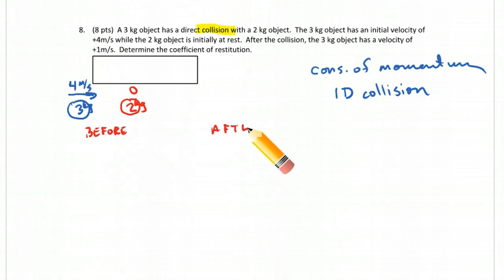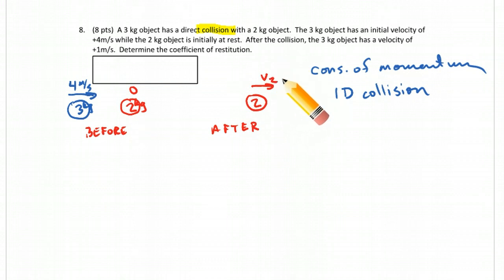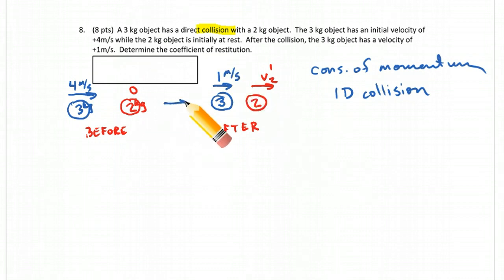So afterwards you can see that the red object is probably going to have some velocity. I'll call that v2 prime. And we're not quite sure what happens to this one, but actually we do. It says after the collision the 3 kilogram object has a velocity of 1 meter per second. So it's still going positive to the right. So we'll use positive to the right.